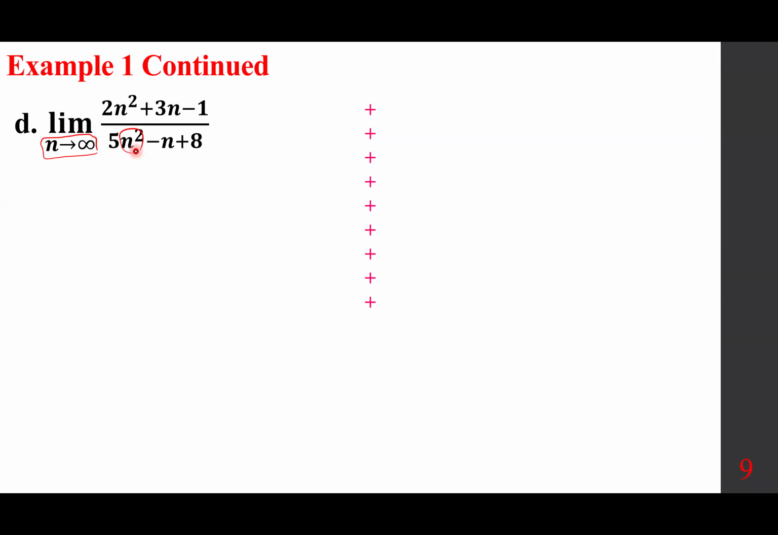And by the way, even if it's not a rational expression, you divide by the highest value in the denominator. So division by n squared is the same as multiplication by 1 over n squared. They mean the same thing. So this one, divided by n squared, is 2. This is 5. This is 3 over n. This is minus 1 over n. This is minus 1 over n squared. This is plus 8 over n squared.